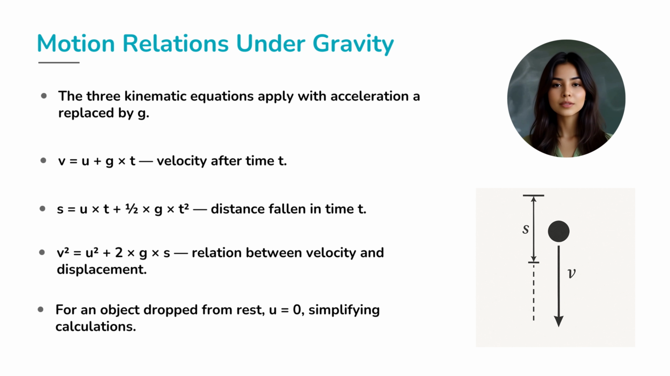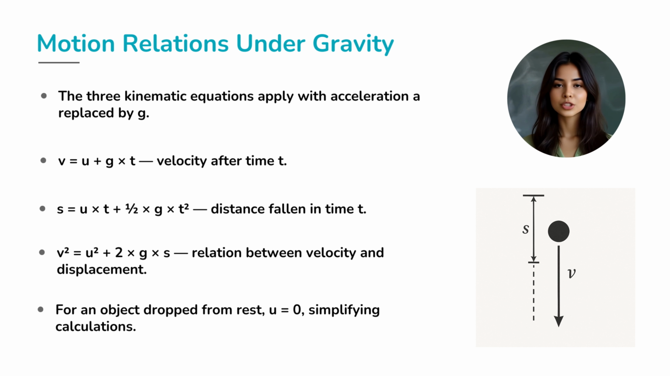Now that we know gravity gives constant acceleration, let's see how it affects motion. The good old kinematic equations still work, but instead of using a for acceleration, we use g. So here we go. v equals u plus g t gives us the velocity after a certain time. s equals u t plus half g t squared gives the distance fallen. And v squared equals u squared plus 2 g s links velocity directly to displacement.